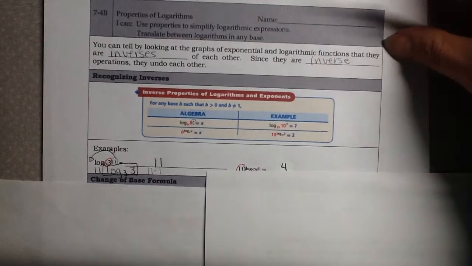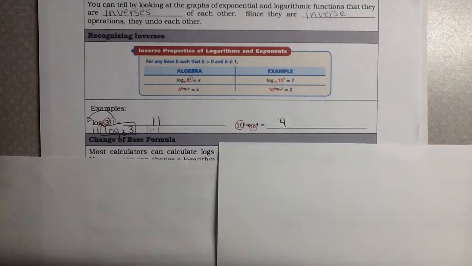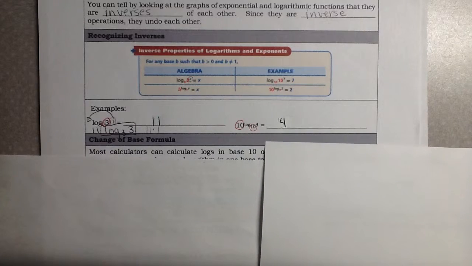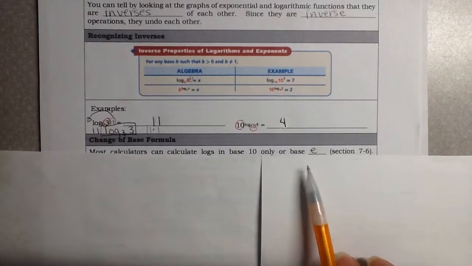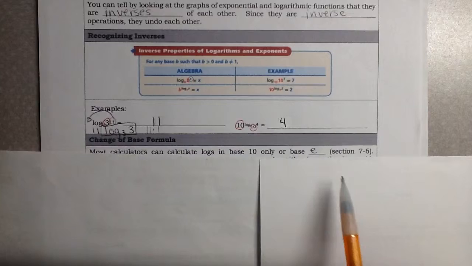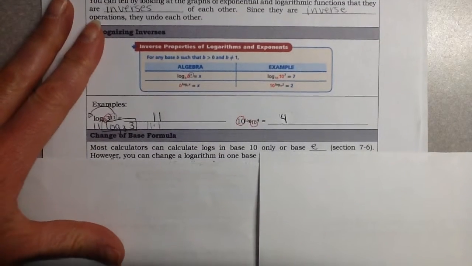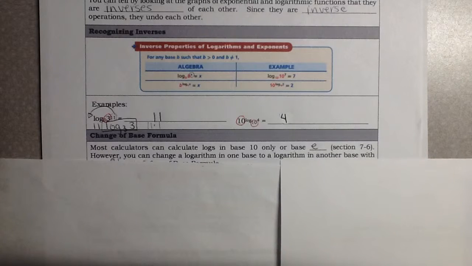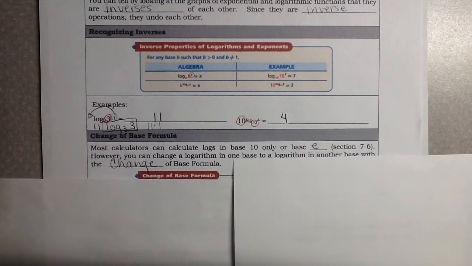The second thing that I want to go over is the change of base formula. And we already mentioned that most calculators can calculate logs in base 10 only, or, and I didn't talk about this yet, base e. And we're going to go over that in section 7.6. So you can change a logarithm in one base to a logarithm in another base with the change of base formula. And we're going to today change to base 10, so you can enter that in your calculator.